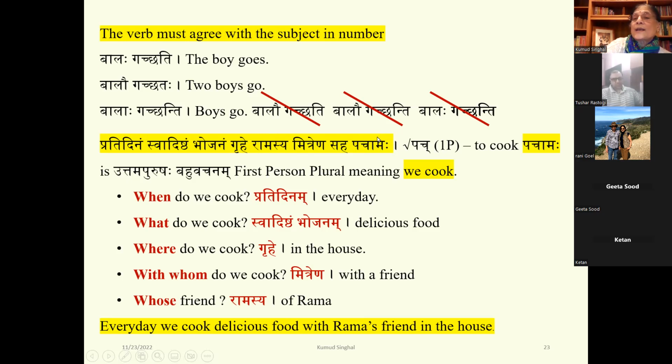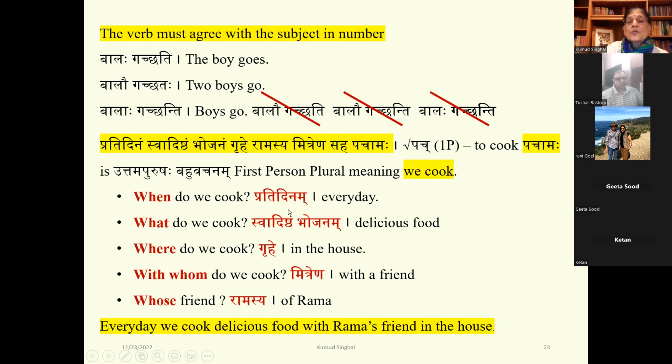So pachamah itself means we cook. You don't need the subject here. The subject is implied here. We cook. So when you are doing the analysis of this sentence, you do not ask who cooks, because pachamah itself means we cook. All right. So pachamah is uttama purusha bahuvachanam. First person plural, meaning we cook. When do we cook? Pratidinam, every day.